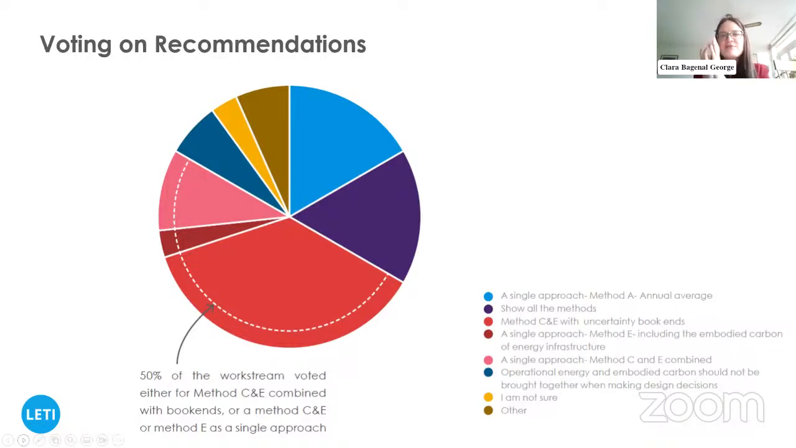Some members of the work stream voted in blue for sticking with method A, which is similar to the standard approach that's used in industry. And some you can see in purple thought we should show all the methods. They are all helpful. And then we've got a few in the teal colour that say you shouldn't bring operational and embodied carbon together to make design decisions. And then in the yellow, it's unsure or another solution.